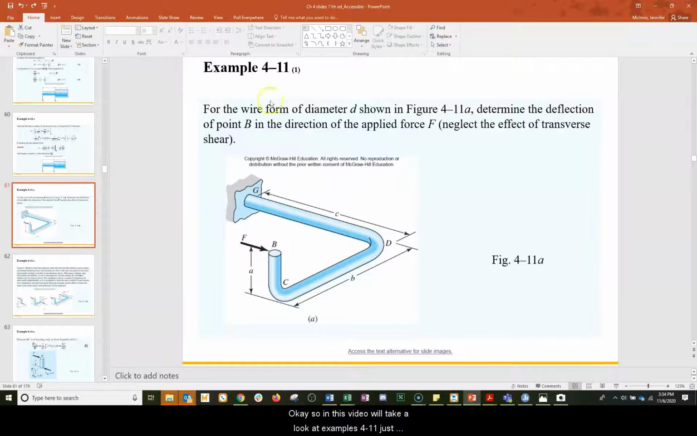Okay, so in this video, we'll take a look at example 4.11, just talking through the method of analysis. Thinking about this wire loaded at B, B is going to move about C, C is going to move with respect to D, and D is going to move with respect to G. Our goal here is to quantify how much B moves due to the fact that D and C are also moving with respect to the fixed point in space.